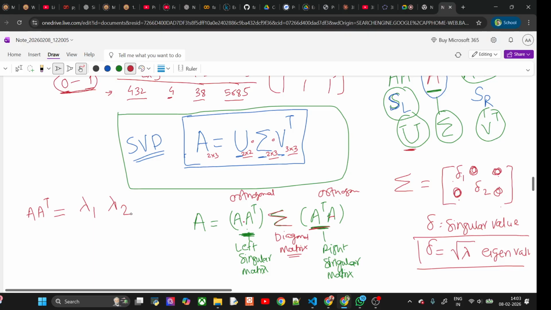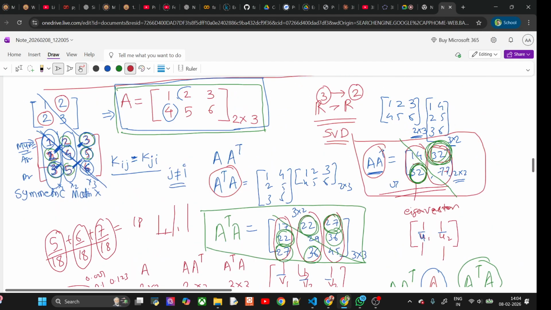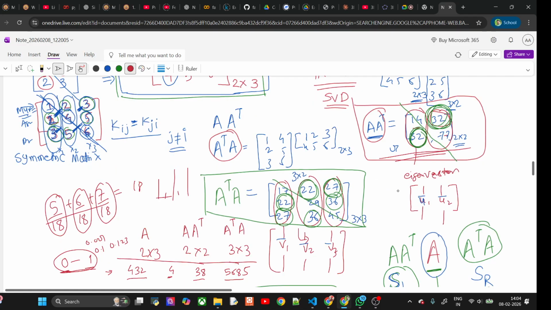I will calculate A into A transpose, this covariance matrix, and then calculate lambda 1 and lambda 2 for that. For A transpose, what is it? It is U, which is 2 cross 2. What we found is that we calculated A into A transpose, which is a 2 cross 2 matrix: 14, 32, 32, 27.